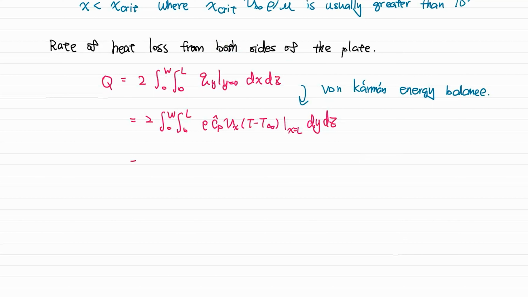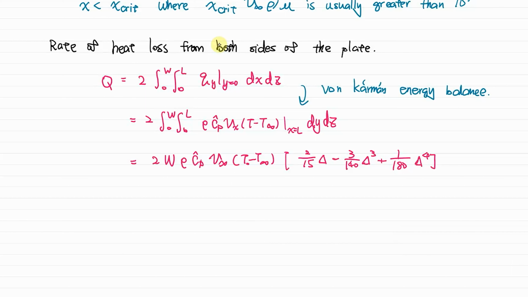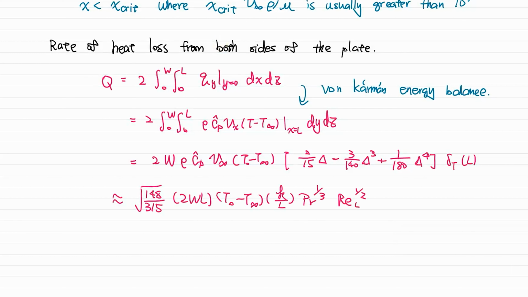Okay, and let's proceed. So this equals 2W rho Cp v infinite (T naught minus T infinite) times 2 over 15 capital delta minus 3 over 140 capital delta cubed plus 1 over 180 capital delta to the fourth power times the thermal boundary layer as a function of L. So this would be approximately the square root of 148 over 315 times 2WL, the lateral dimensions, times T naught minus T infinite times K over L times the 1/3 power of the Prandtl number times the square root of the Reynolds number.